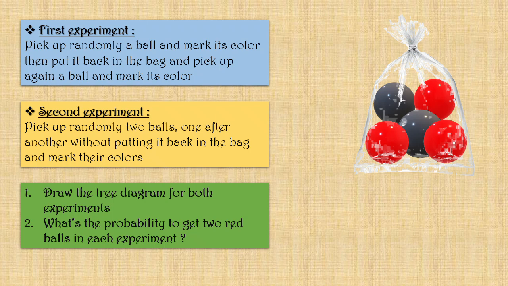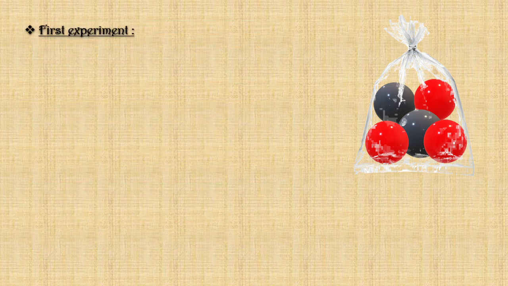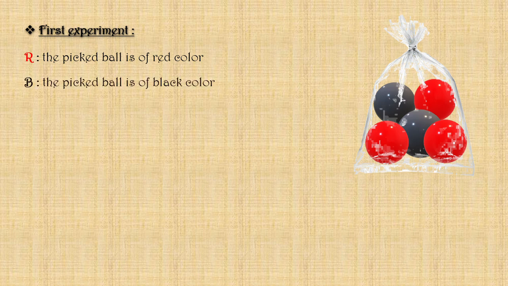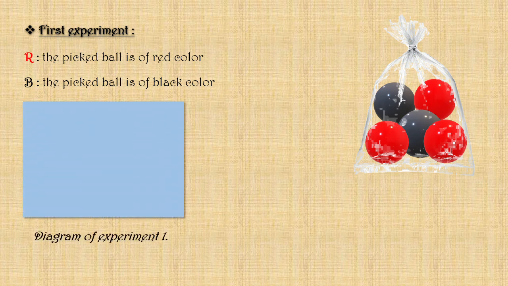So, let's start by tracing the tree diagram of our first experiment. For this, we will mark as R, the event according to which the picked ball is of red color. And as B, the event according to which the picked ball would be of black color. So we would have for our first catch of a ball 2 possible outcomes, which are the event R and B, and for each of these outcomes, we would have for our second catch of a ball either the event R or B.